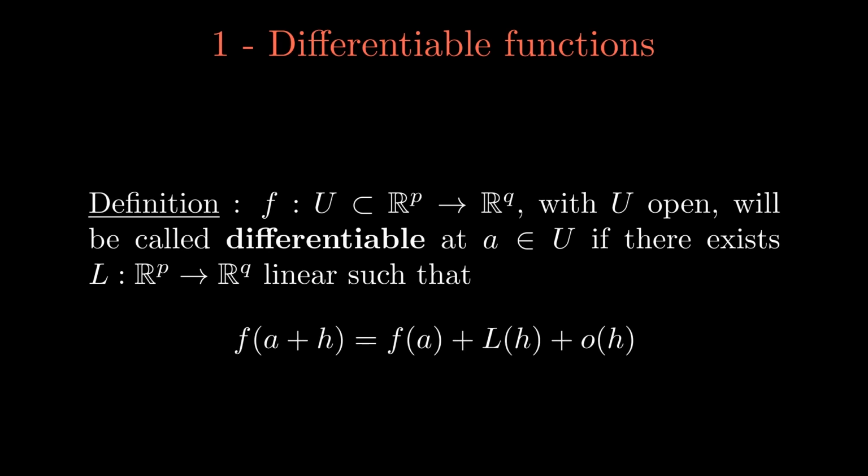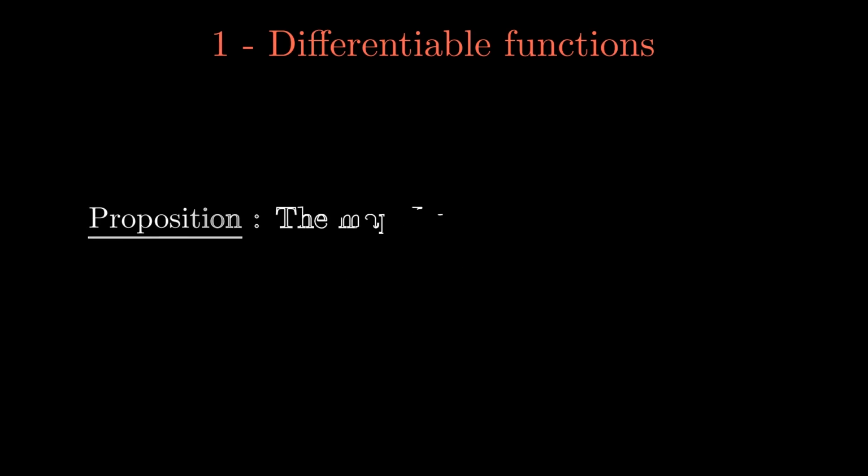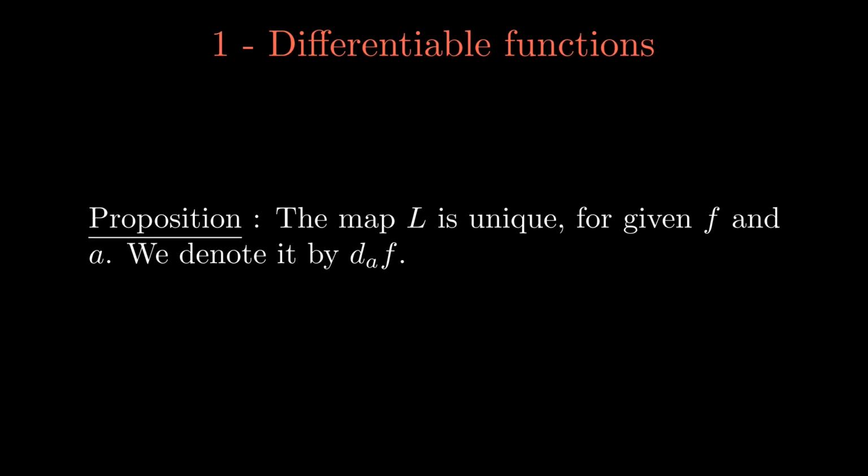Here I use an open set U as the domain of f, because to talk about local properties around A, we need to have neighborhoods where f is defined. That's exactly what's going on in the equation involving the small o notation. If you're not familiar with it, here is what it really means. The linear function L, approximating the change of f at A, is in fact unique, as stated here, and we call it the differential of f at A.